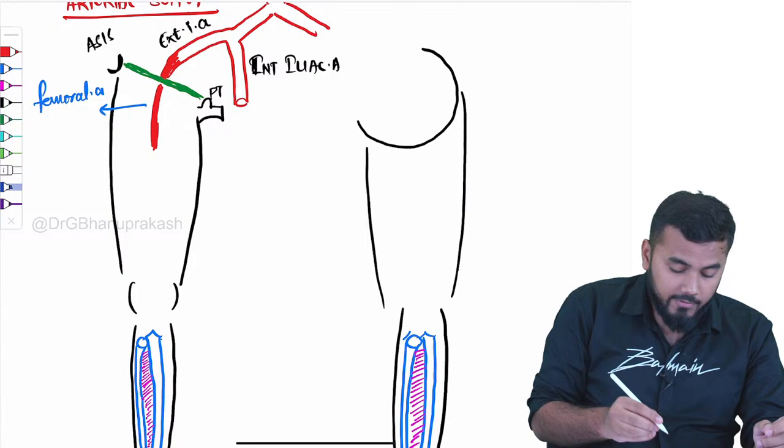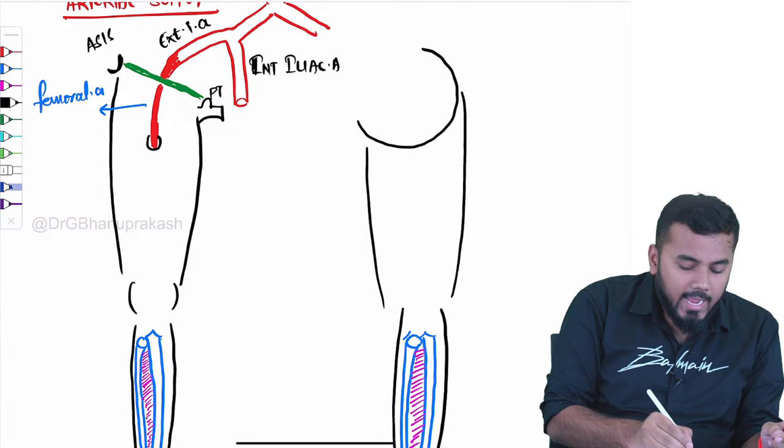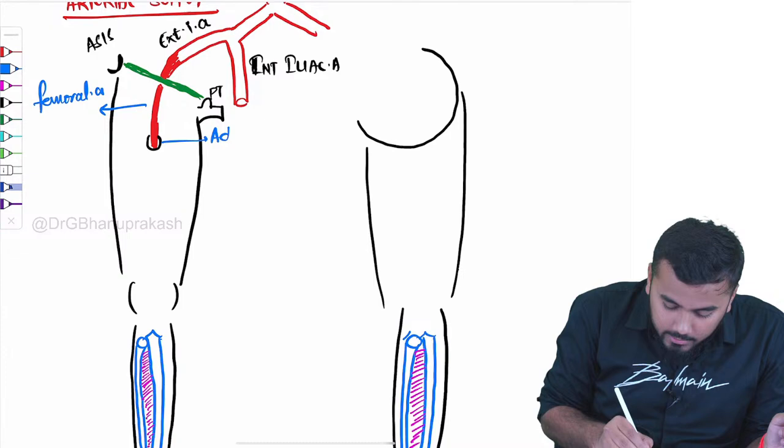It will come down all the way on the anterior side of the thigh. On the anterior side of the thigh, it will make a small hole. It will pierce the anterior side of the thigh. And that small hole is called the adductor canal. Okay. Now it will make a hole.